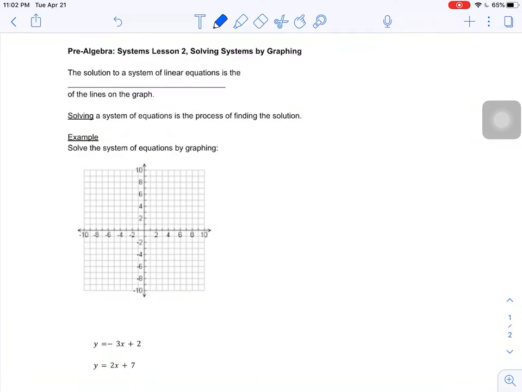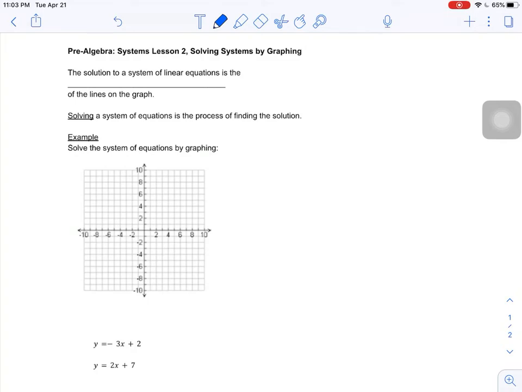Yesterday, you worked on an introduction activity to systems of linear equations, or sometimes we just call them systems for short. If you have not corrected that activity yet, it would be a good idea to go and do that before you watch this video, because there are going to be some references to that activity in the second part of your notes for today.